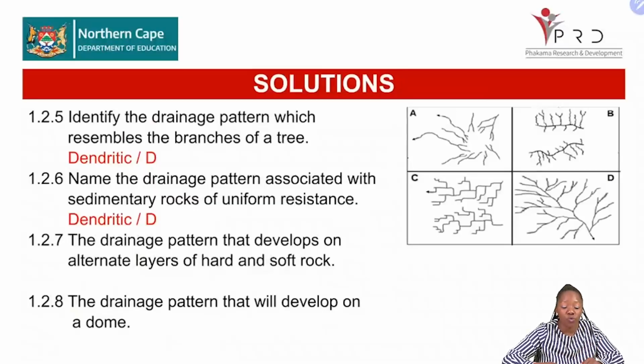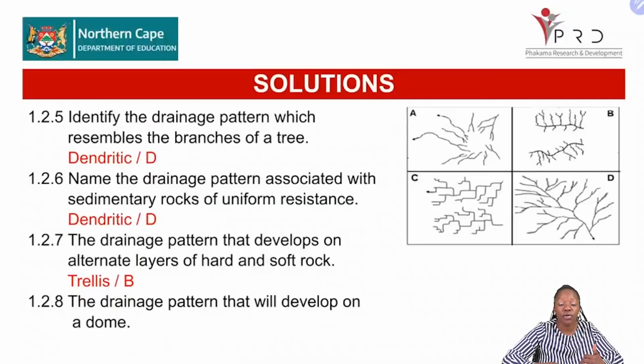Then your 1.2.7, the drainage pattern that develops on alternate layers of hard and soft rock, that is your B, which is your trellis. You will remember that the mainstream flows in a hard rock, and the short streams flow in a soft rock that will be eroded. And then your 1.2.8, the drainage pattern that will develop on a dome, it will be A. Remember, a dome is part of a hill, so the tributaries will flow in different directions.